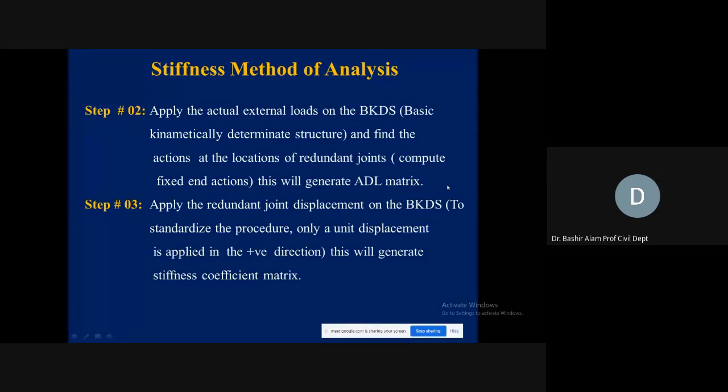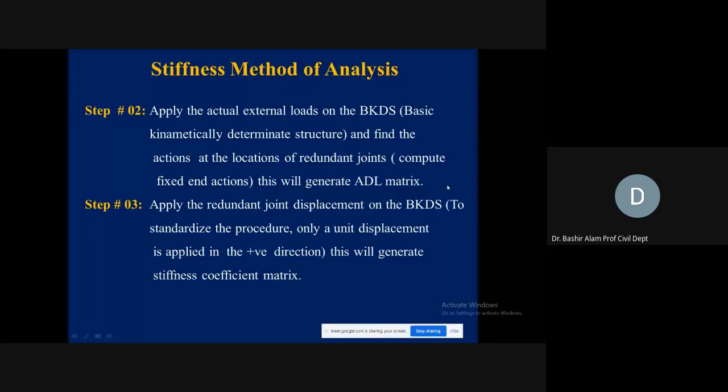Now, when we restrain the structure, fixed end actions will be produced here. Corresponding to whatever displacement you restrained, you go and find out the fixed end actions here, and those actions you include in the ADL matrix.